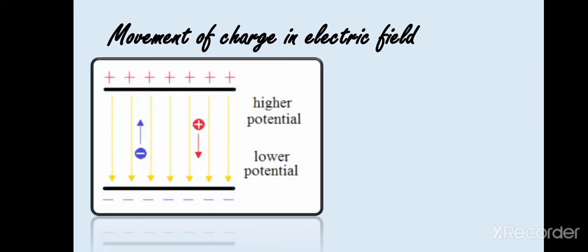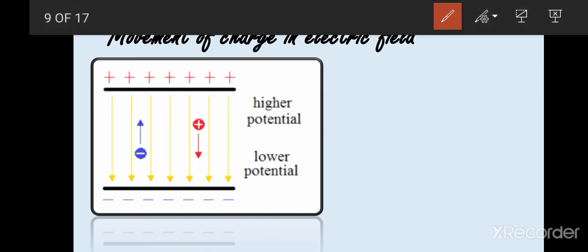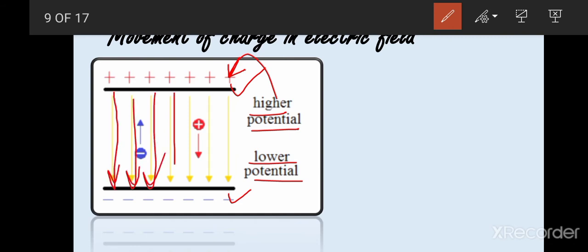How will a charge move in an electric field? Here you can see that two plates are here. One has a positive charge and the second has a negative charge. As I have just told you, we take the positively charged side to be at higher potential and the negatively charged side to be at lower potential. So according to the electric field intensity, the electric field lines will be drawn from positive to negative. This is the direction of the electric field. It is always drawn from positive to negative.